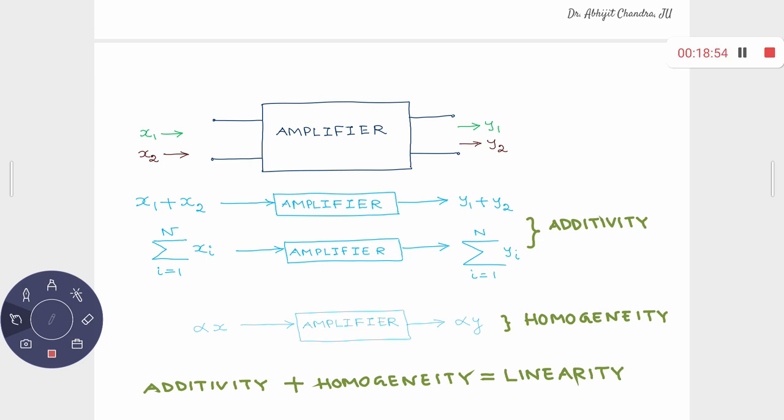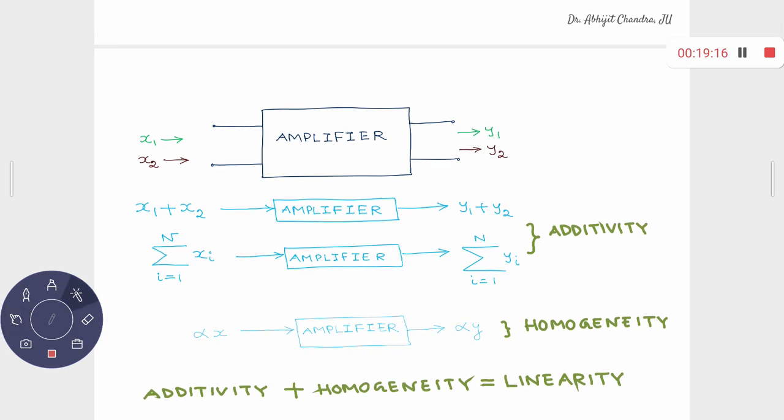For the input x1, the output is y1. For the input x2, the output is y2. I don't know what is there inside that black box. Then, if you have a combined input like x1 plus x2, and if that particular system provides an output like y1 plus y2, that means the system is additive, and it must hold good for any such input combinations.